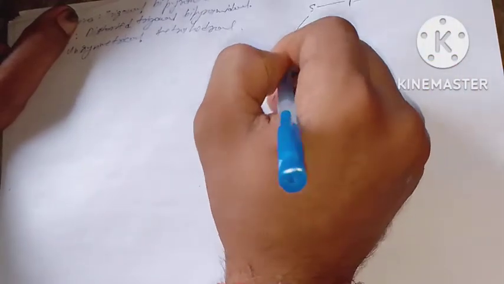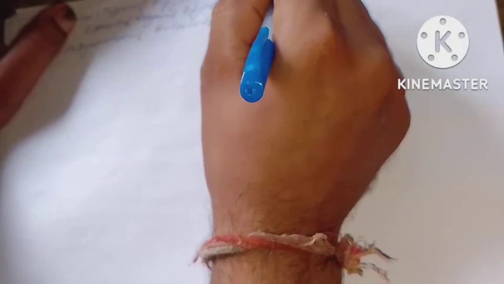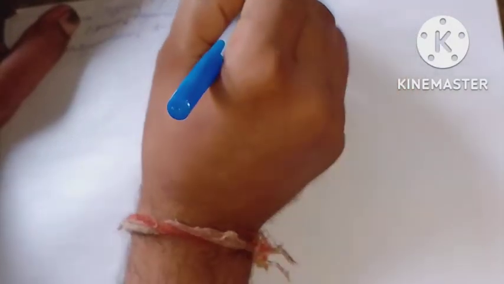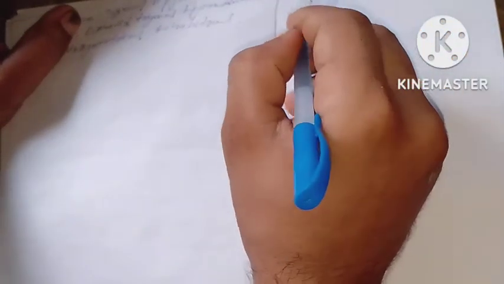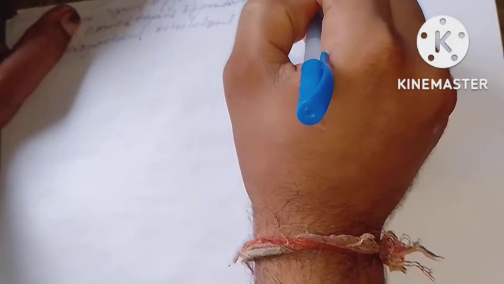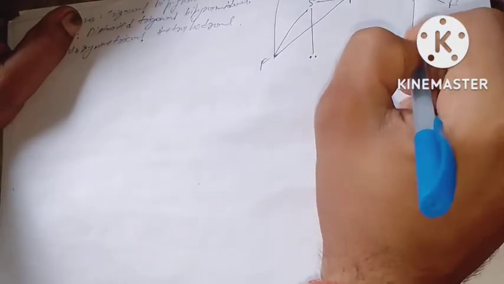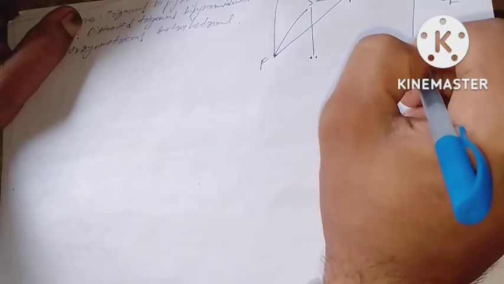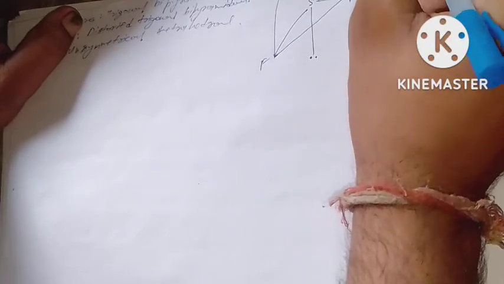You can also show the structure like this: this is the sulfur, with fluorines, and this is a lone pair, and this is fluorine, okay, and this is sulfur, and this is fluorine, and this is fluorine. Okay.